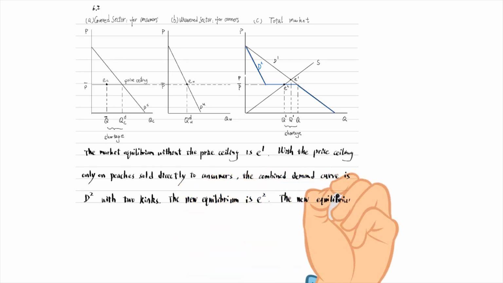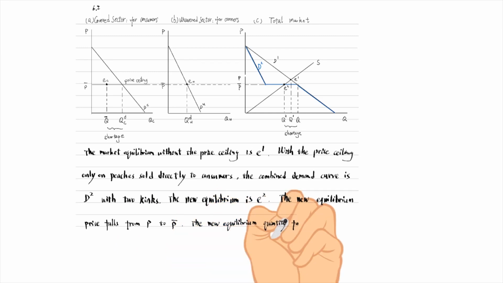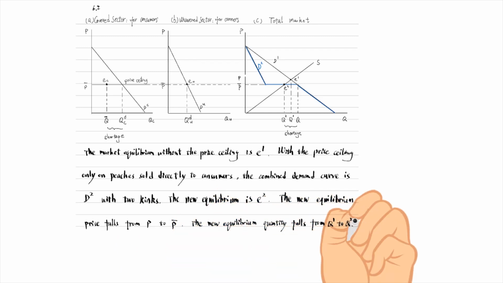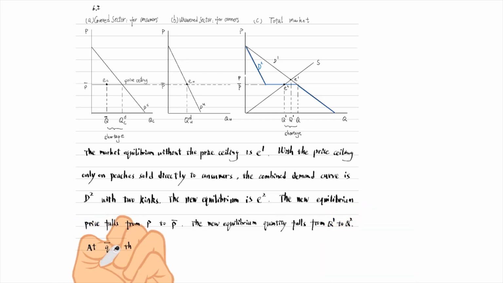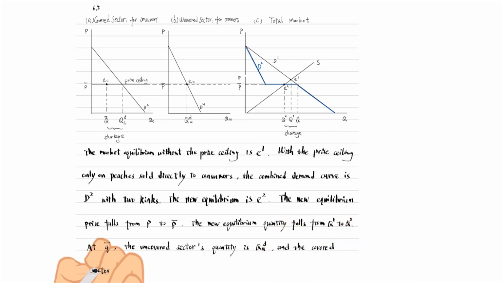The new equilibrium price falls from P to P bar. The new equilibrium quantity falls from Q1 to Q2. At the price of P bar, the uncovered sector's equilibrium is EU, where the quantity is QUD. The covered sector's equilibrium is EC, where the quantity is Q bar. There is a shortage in the covered sector.